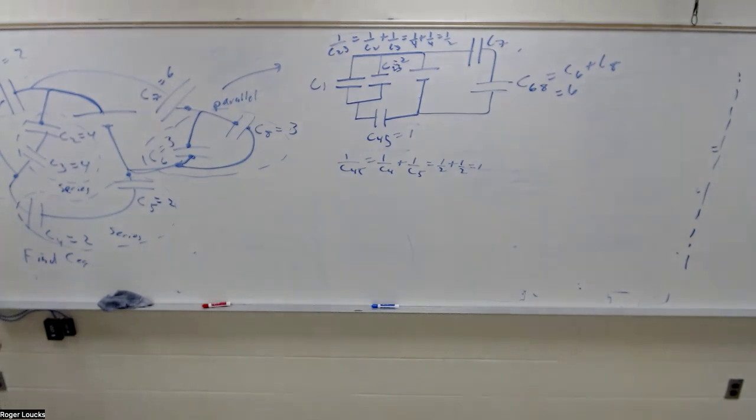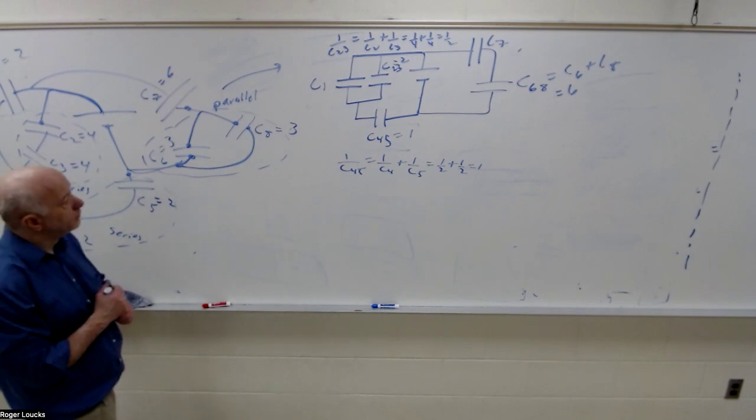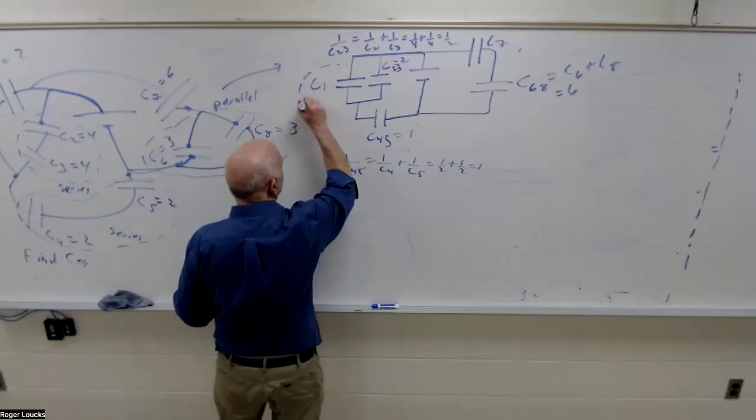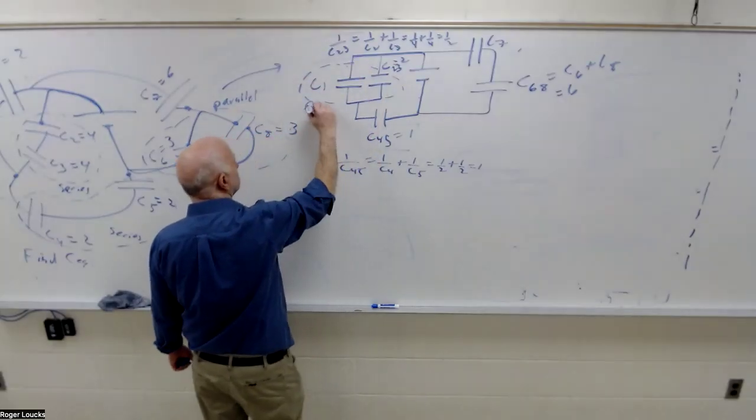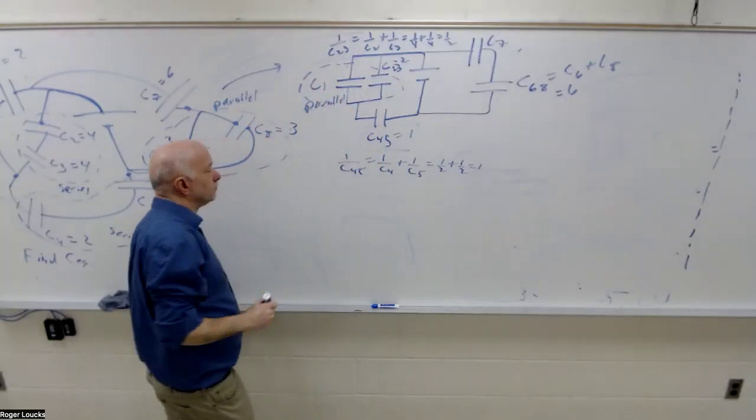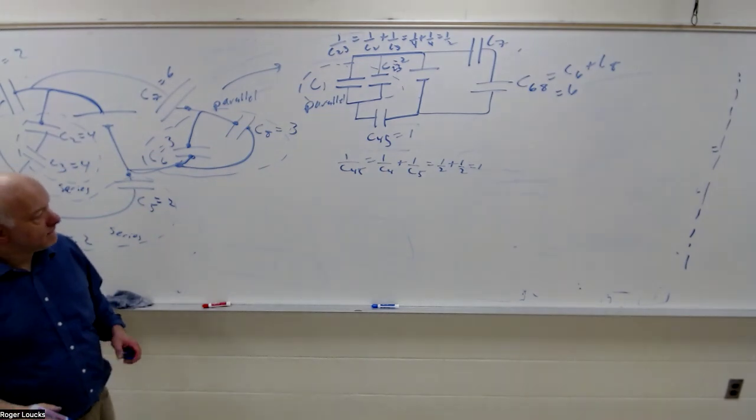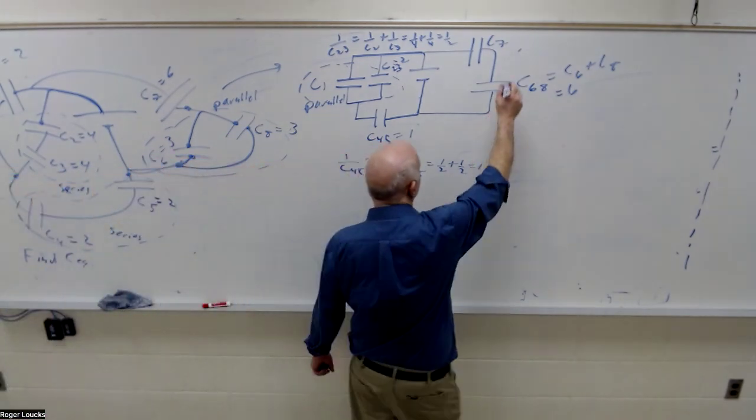Okay. Now ask yourself the same thing again. What is obviously in series and obviously in parallel? 1, 2, 3 are in parallel. Okay, so these right here are parallel. Anything else? C7, C6 are in series. These are in series.